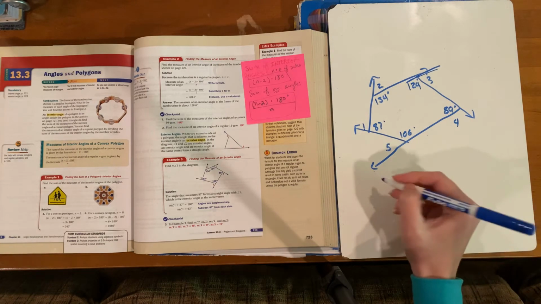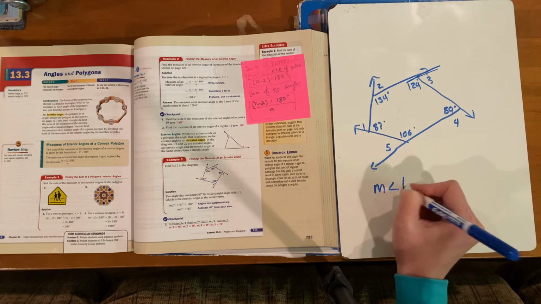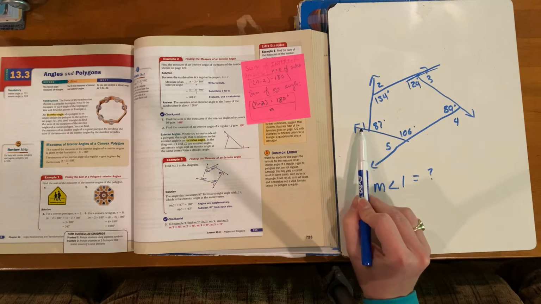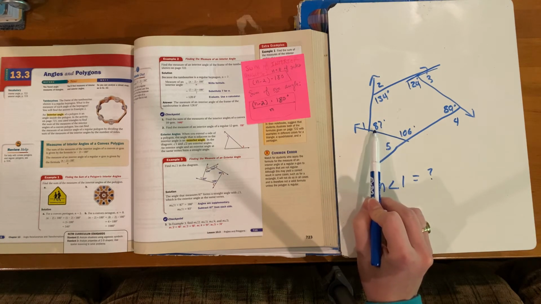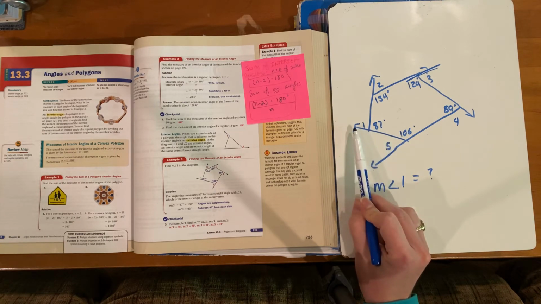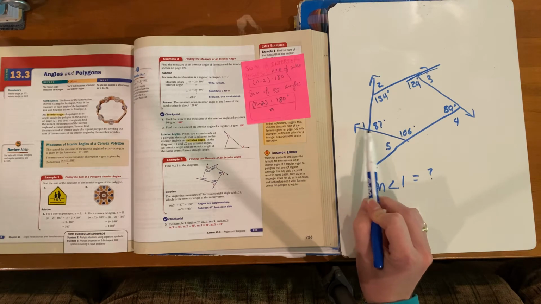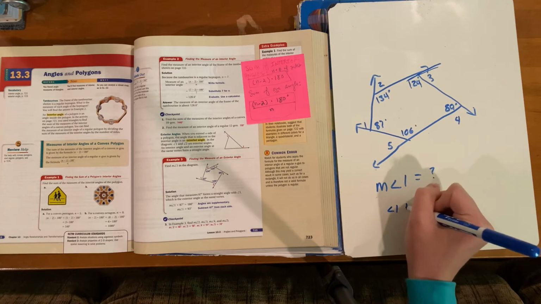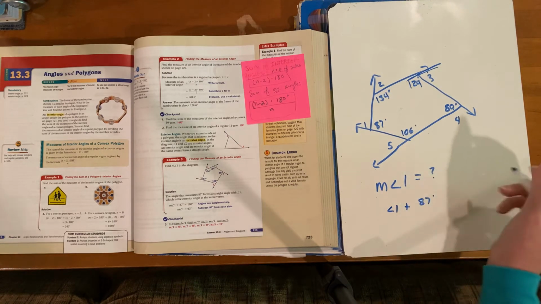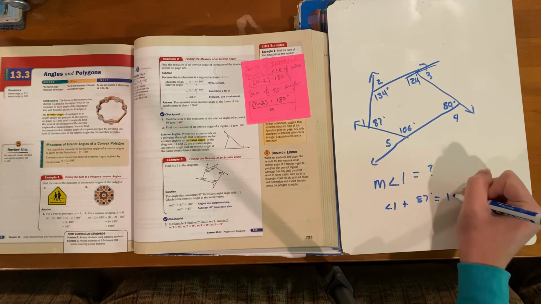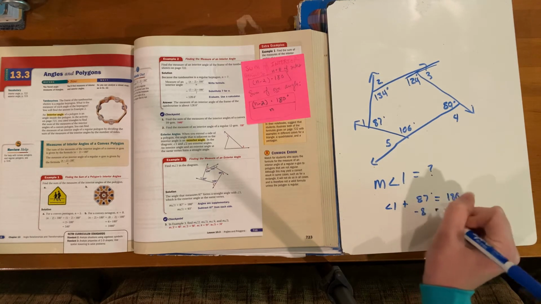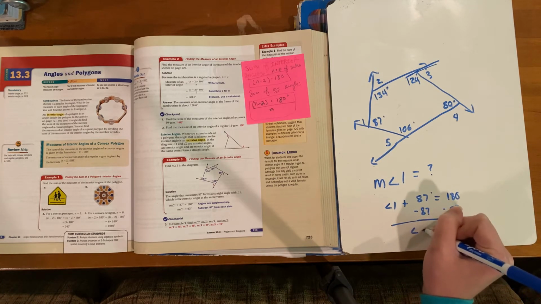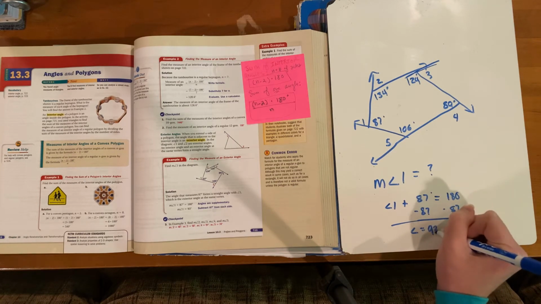And now it says, find the measure of angle 1. So angle 1 equals what? Well, if angle 1 lies on the same straight line as 87, that means they sum to 180, because anything on a straight line equals 180. So angle 1 plus 87 degrees must equal 180. Subtract 87 from both sides. Angle 1 has to equal 93 degrees.